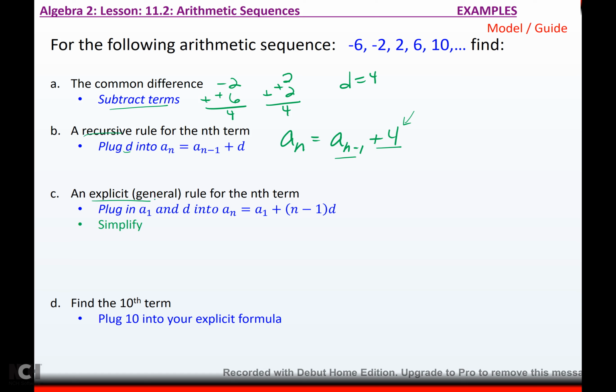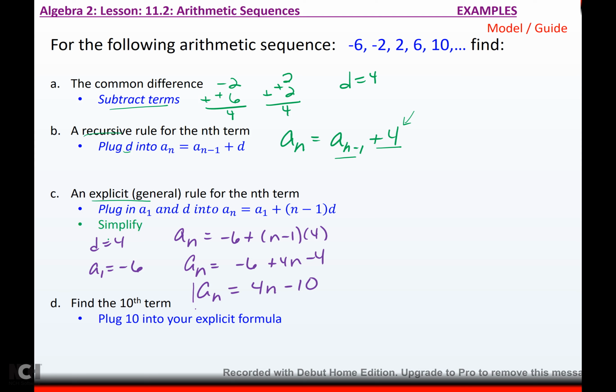Your explicit rule, you basically plug in your A sub 1 and D, and then simplify it down to slope-intercept form. So, I know that my D is 4, and I know that my A sub 1 is -6. So, A sub n will be -6 plus n minus 1 times 4. Simplify that. You have -6 plus 4n minus 4. You get A sub n equals 4n minus 10. There's my explicit rule, my general rule.